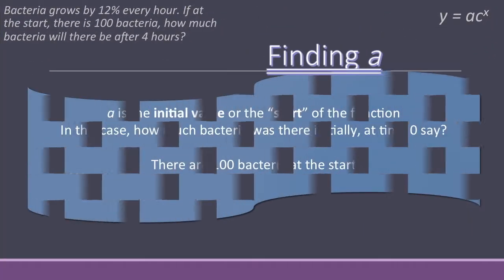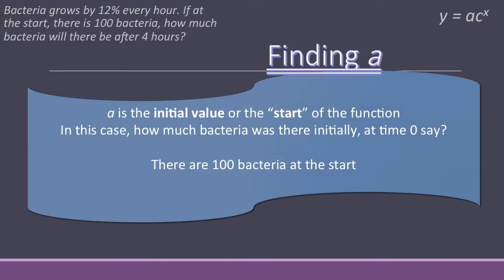Let's start with finding a. A is the initial value or the start of the function. In this case, how much bacteria was there initially at time 0, say. If at the start there is 100 bacteria, therefore there are 100 bacteria at the start. We already found a.